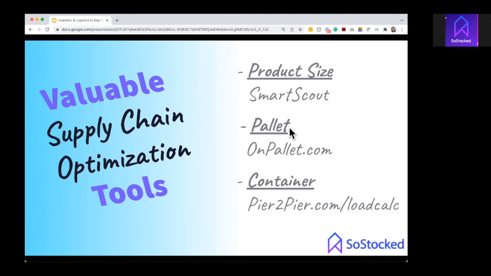Then you've got your pallet, right? For pallet optimization, there's a tool called onpallet.com. This one's a free tool. And then there's a tool called peertopeer.com/load-calc, right? That's a calculator for containers, to build out your container so that you're fitting as many boxes in there as possible, and how exactly to configure it.